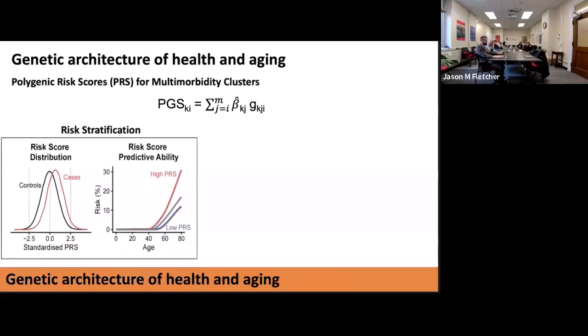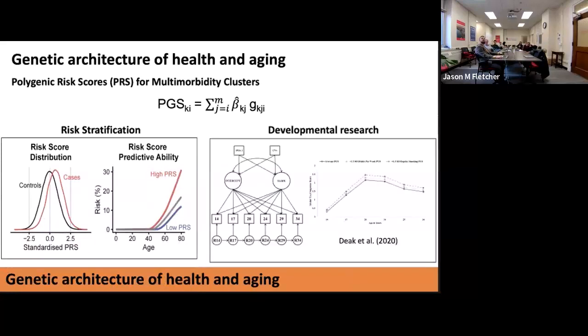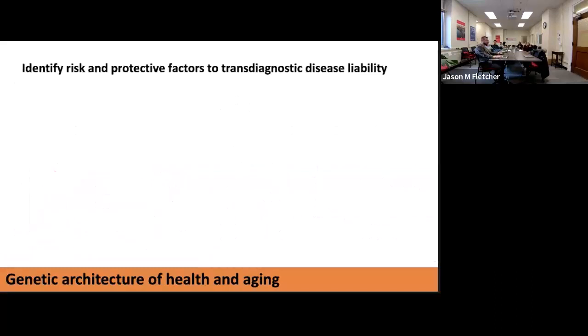This could be useful for risk stratification, of course, and to address some developmental questions, for example, how these polygenic scores for multimorbidity patterns are associated with rates of change in accumulation of chronic diseases. Okay, so another very interesting application of genomic SEM allows the identification of risk and protective factors for transdiagnostic disease liability.